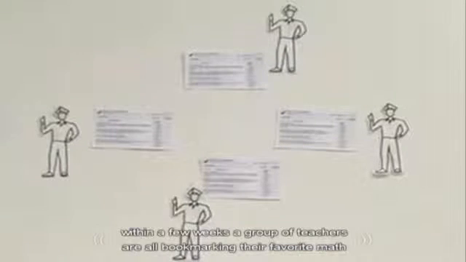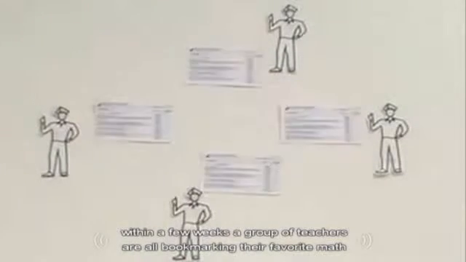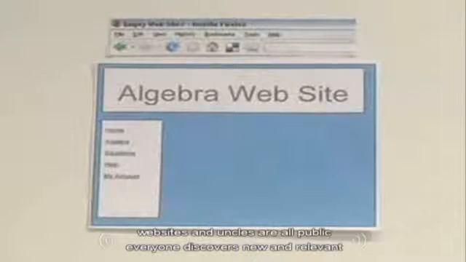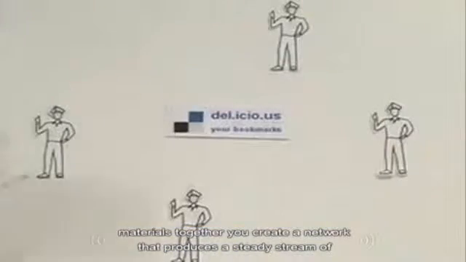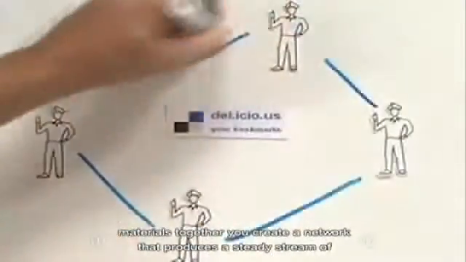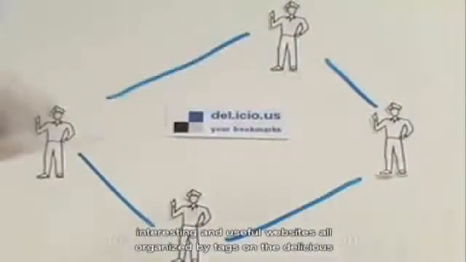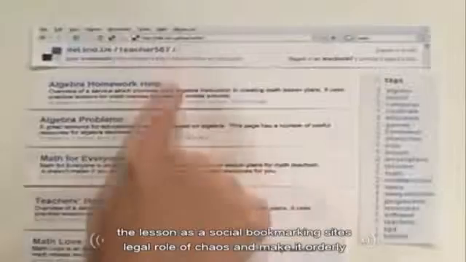Within a few weeks, a group of teachers are all bookmarking their favorite math websites, and because they're all public, everyone discovers new and relevant materials. Together, you create a network that produces a steady stream of interesting and useful websites, all organized by tags on the Delicious website. The lesson is that social bookmarking sites take a world of chaos and make it orderly.